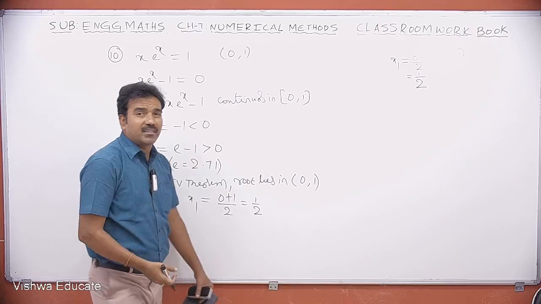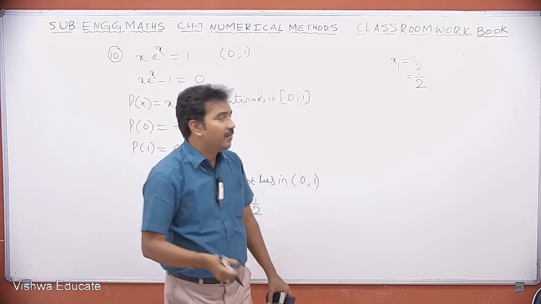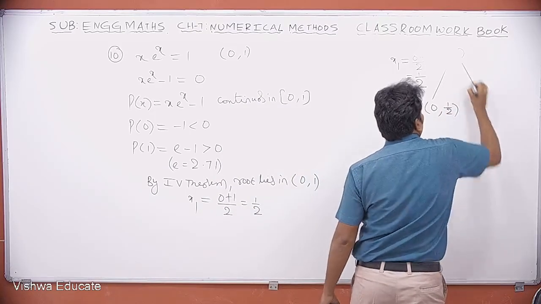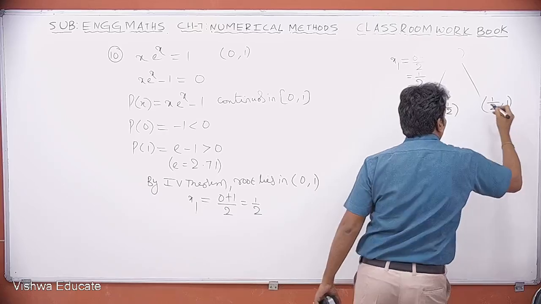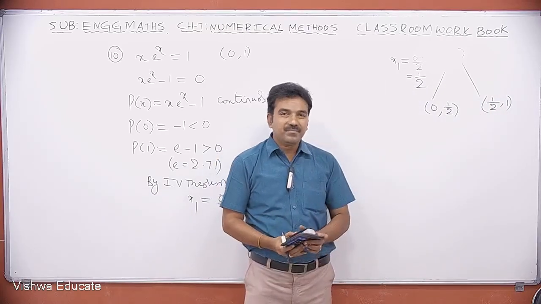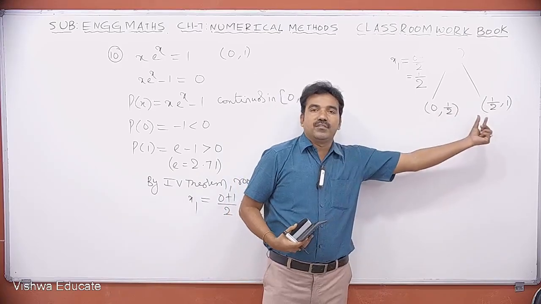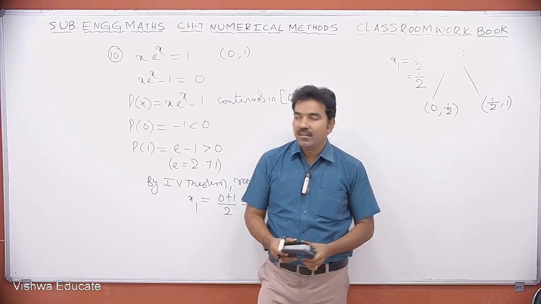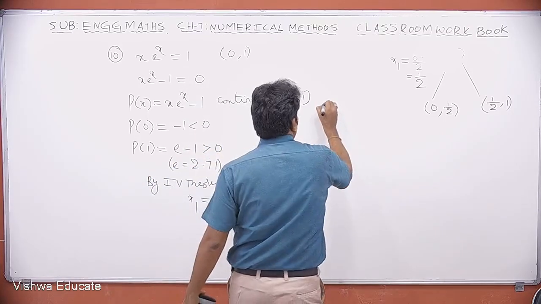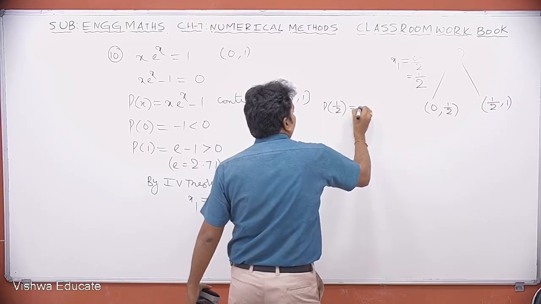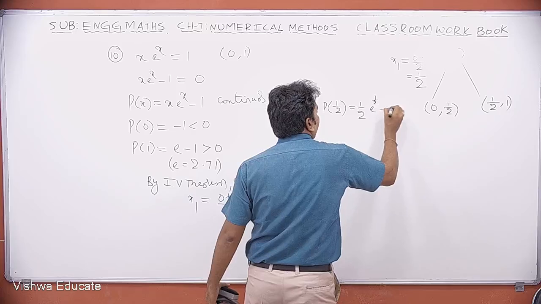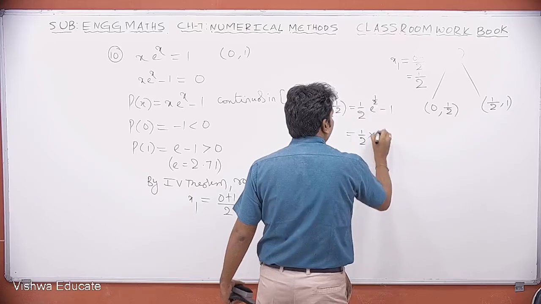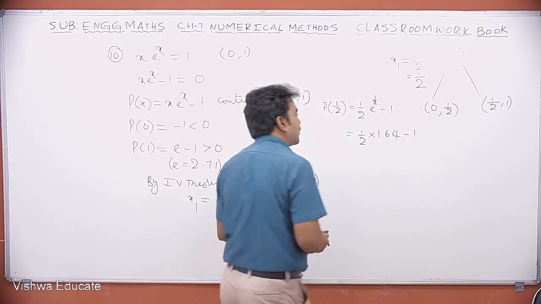Since they mentioned two iterations, I need to apply IV theorem once again. So divide this interval into two subintervals at its midpoint. Open interval 0, 1 by 2, open interval 1 by 2, 1. Now I need to decide whether root belongs to this interval or this interval according to the sign of this function at the endpoints of interval, right? Now let us calculate this p of 1 by 2. So this is half into e power 1 by 2 minus 1. So this is half into, this is p of 1 by 2. This is 1.64 minus 1.